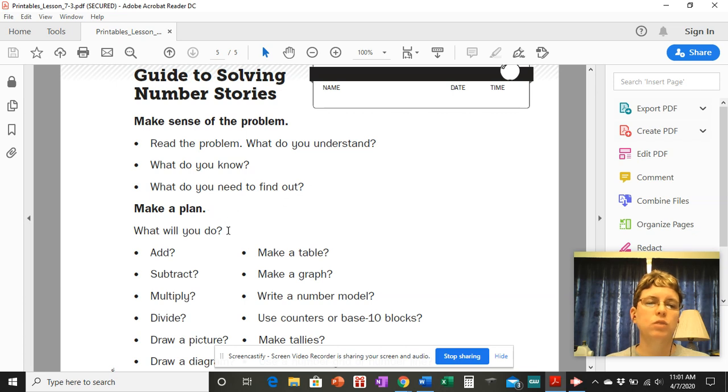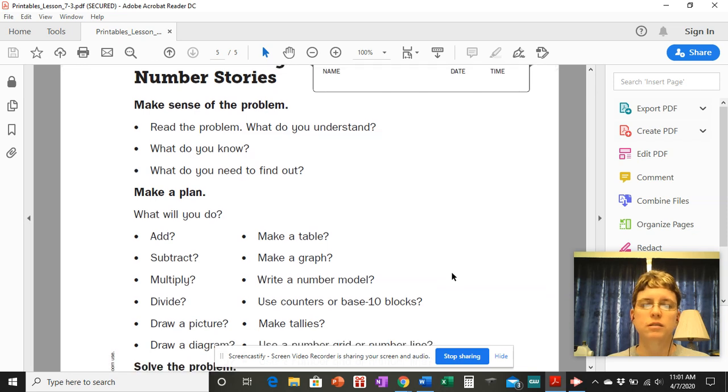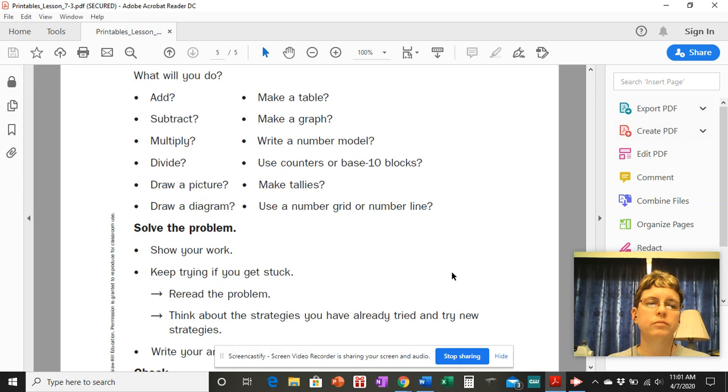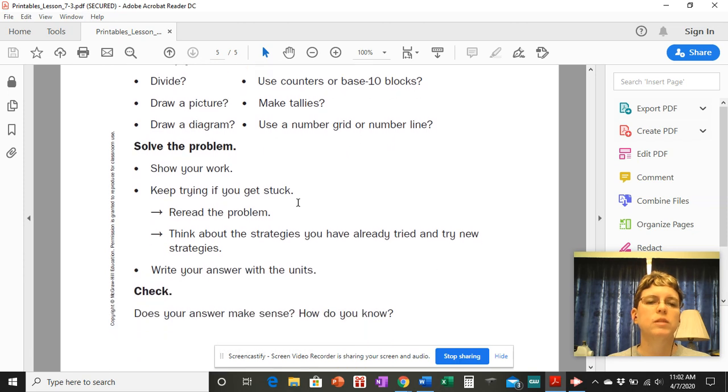Make a plan. What will you do? Add, subtract, multiply, divide, draw a picture, make a table, make a graph, write a number model, use counters or base 10 blocks, make tallies. Draw a diagram, use a number grid or a number line. Then you solve the problem. You show your work. You keep trying if you get stuck. You reread the problem. Think about the strategies you have already tried and try new ones.